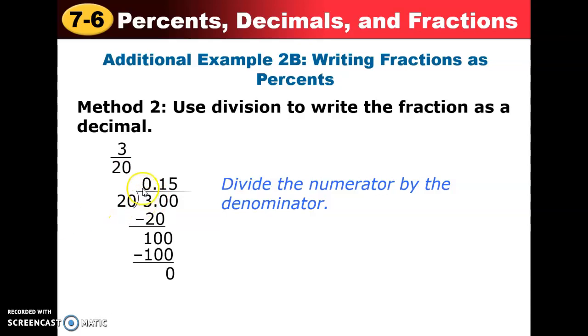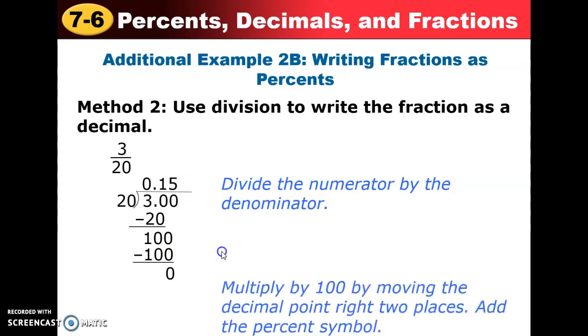20 does not go into 3, so we put a 0 there. We're going to add a couple more zeros. How many times does 20 go into 30? 1 time. And then you have a remainder of 10. We're going to drop this 0 down, and 20 goes into 100 15 times with no remainder. So our answer is 15%. We're just taking that decimal, moving it over 2 spots.